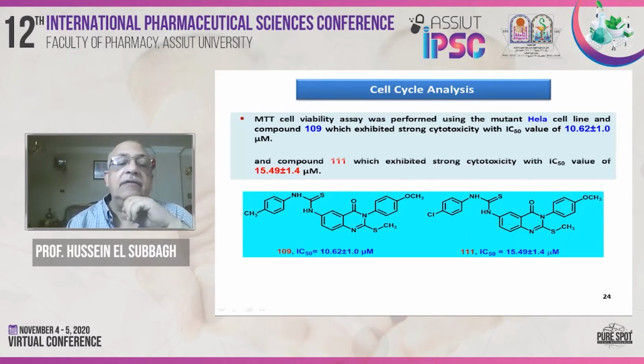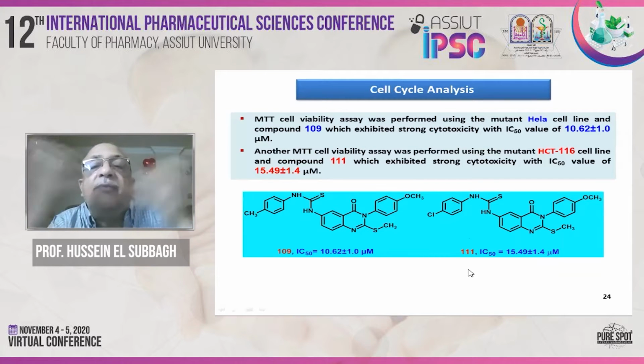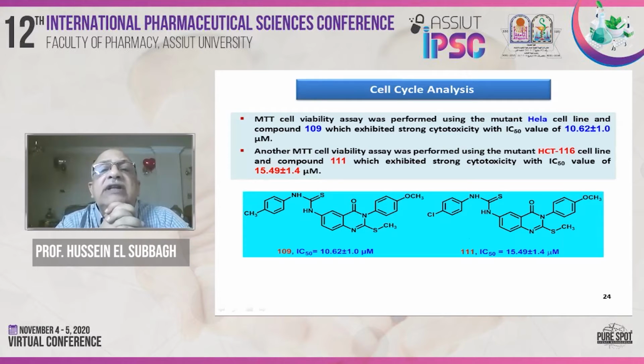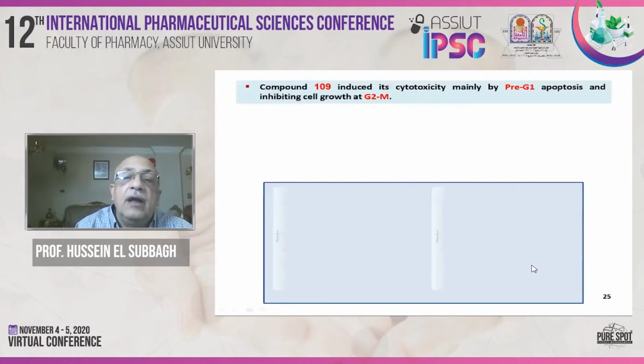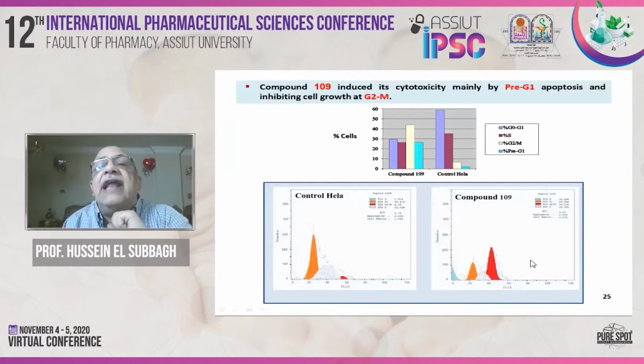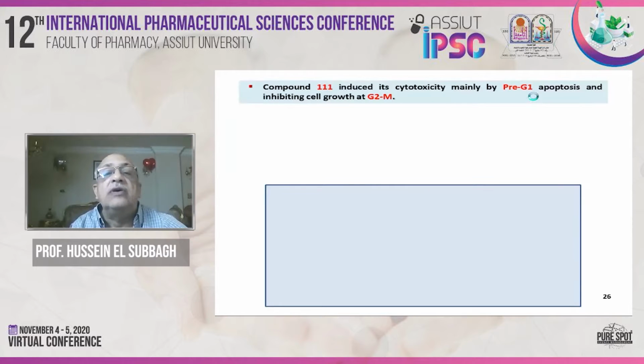As a trial to reveal the mode of anti-tumor activity, we decided to make cell cycle analysis with the most active compounds, 109 and 111. 109 gave an average of 10.6 micromole, while 111 gave us 5.5 micromole. 109 in the cell cycle analysis showed apoptotic behavior at the pre-G1 stage. Oh, I'm sorry.